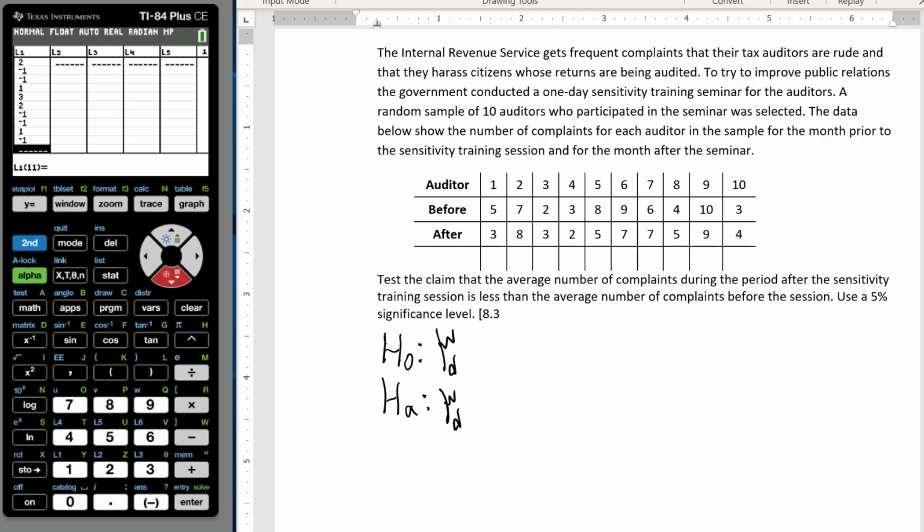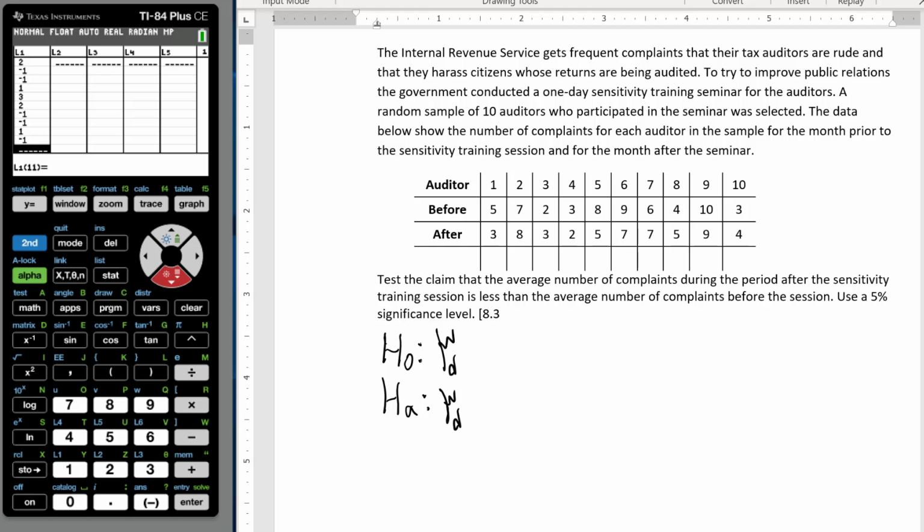This is a video that works out a question from the section on comparing two means, dependent samples. The Internal Revenue Service gets frequent complaints that their tax auditors are rude and harass citizens whose returns are being audited. To try to improve public relations, the government conducted one-day sensitivity training seminars for the auditors. A random sample of 10 auditors who participated in the seminar was selected.